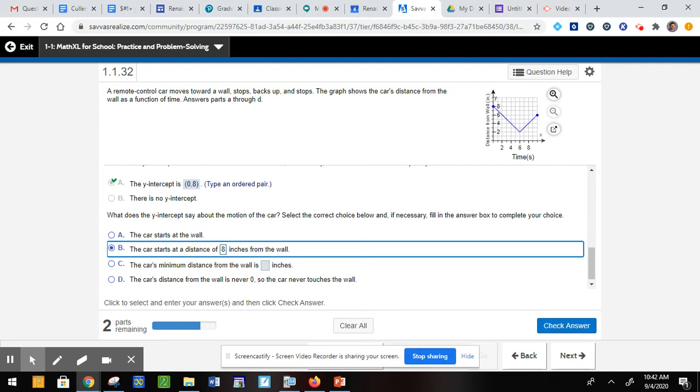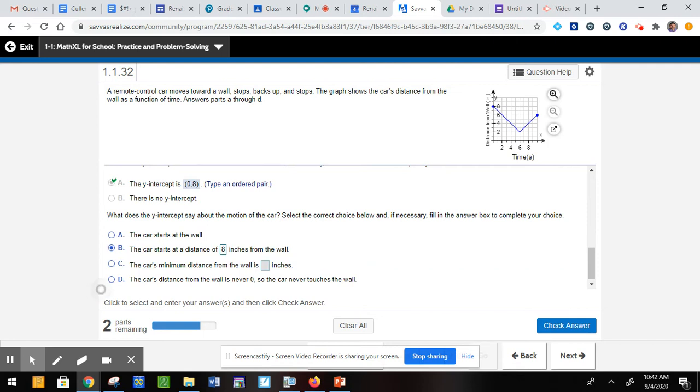C, the car's minimum distance from the wall is how many inches? Well, again, that's something you can figure out from the graph. It's not the y-intercept that's telling you that. And then D, the distance from the wall is never 0, so the car never touches the wall. That is a true statement, but again, it's not what the y-intercept is telling you. Well, it's not the answer to this question.